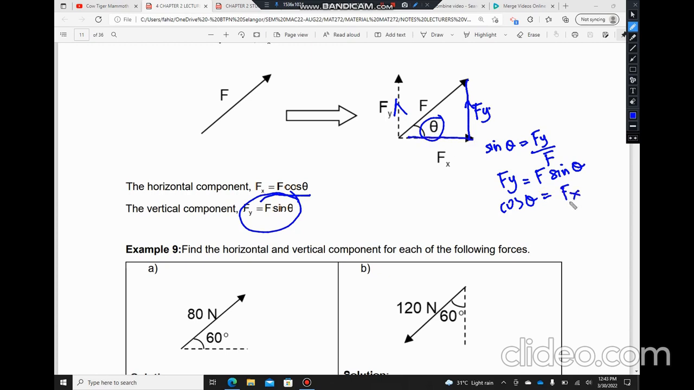Okay, kalau saya nak kira cos theta pula, cos theta equals to adjacent, so Fx over F, sebab yang ni hypotenuse. So that's why we get Fx equals to F cos theta. And then another one, katakan saya nak tangent theta. Tangent theta opposite over adjacent, so kita dapat formula Fy over Fx. So 1, 2, 3, kita dapat a simple trigonometric formula.